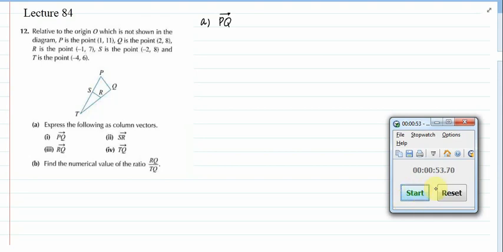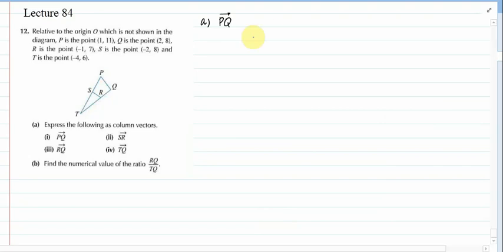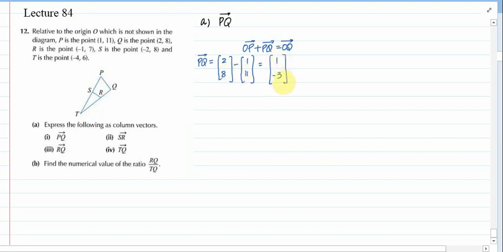Done? So the path will be OP plus PQ is equal to OQ. You need to find the vector PQ. So PQ is equal to the vector OQ, which is (2, 8), minus the vector OP, which is (1, 11). When we solve it, it's 2 minus 1, that is 1, and 8 minus 11, it's -3. So that is the vector PQ, first part.